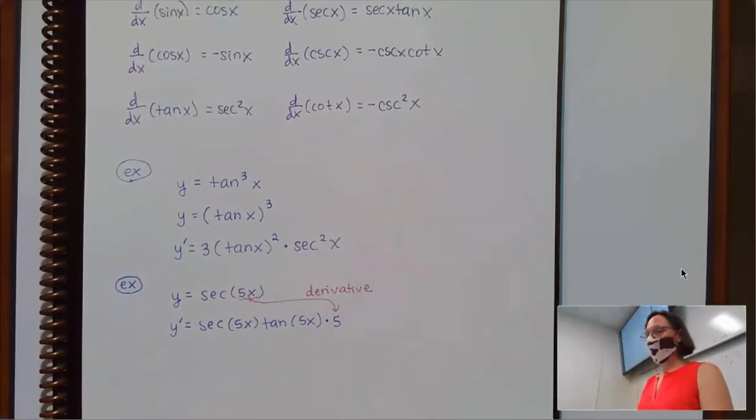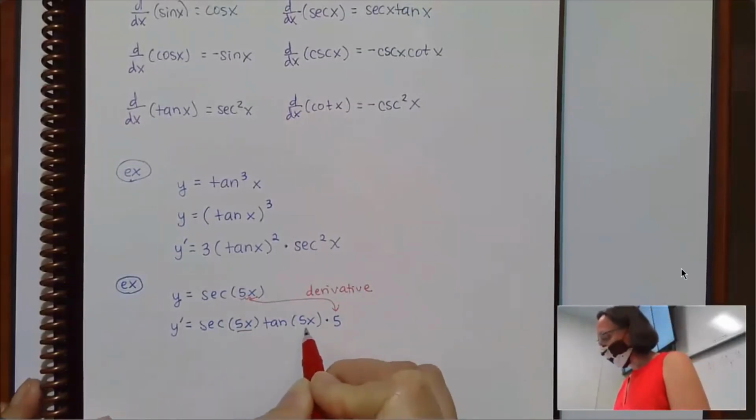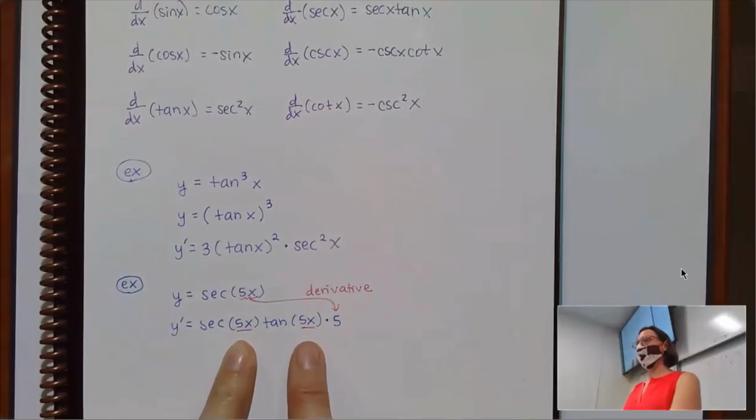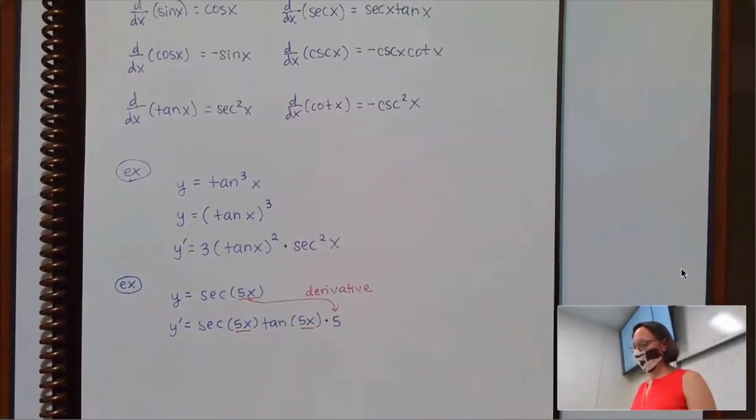The number one mistake that I see made on this problem specifically with secant is calculus can never change the argument of a trig function. There is no derivative or antiderivative or limit you can take that changes what's inside of the trig function. Only trig identities can do that. So if I took the derivative of secant of 5x, that derivative is secant of 5x times tangent of 5x, not secant x tangent x. But that's one of the number one places that people make mistakes.